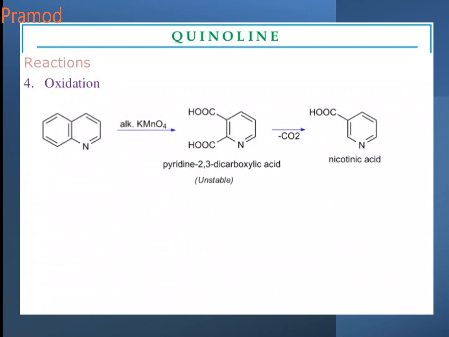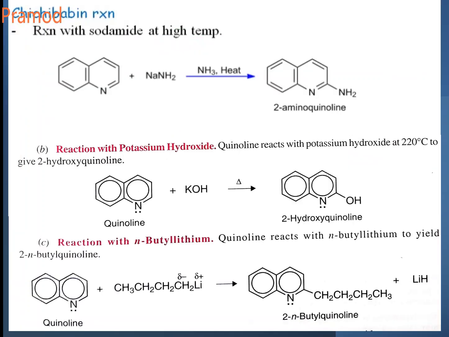Next is your oxidation. With alkaline KMnO4, it undergoes oxidation to give pyridine-2,3-dicarboxylic acid, which is unstable and undergoes decarboxylation to give nicotinic acid, and nicotinic acid is a precursor for many organic reactions. So the oxidation product of your quinoline is pyridine-2,3-dicarboxylic acid, which undergoes decarboxylation to give nicotinic acid. So these are the oxidation products.